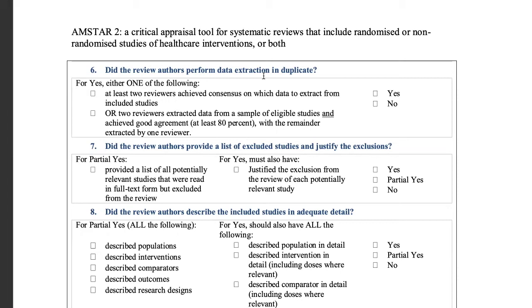Or when 2 reviewers started extracting the data, but then they realize that they achieve a good agreement between both of them, and then only one reviewer extracted half of the remaining papers, and the other one the other half. So in both cases, it's yes.